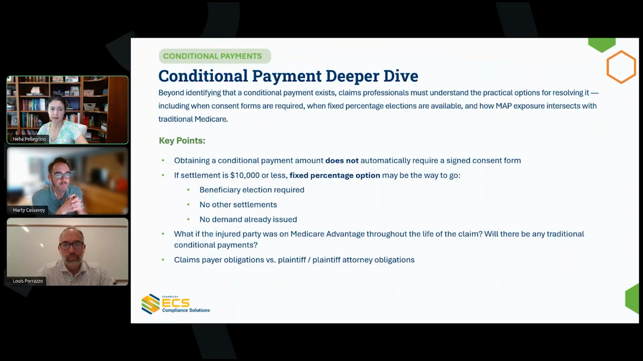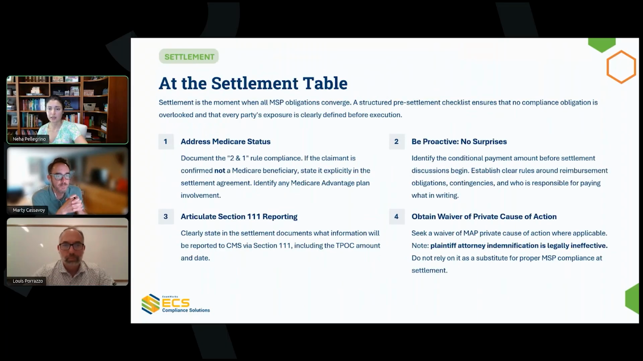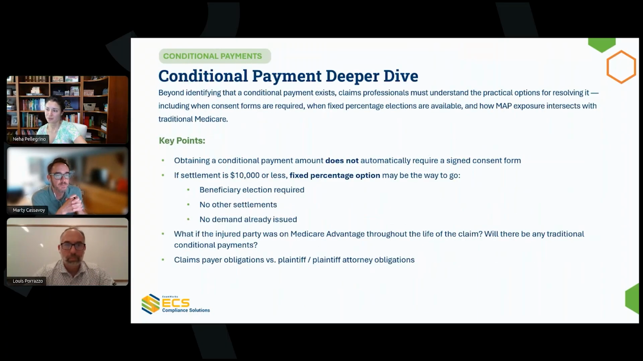So let's talk about the fixed percentage option. We can go back one slide, thanks. So this one we don't see used that often, but it's great if it applies to your case. It allows for an alternative to resolving a recovery claim by paying 25% of the total settlement amount instead of following the conventional recovery process.